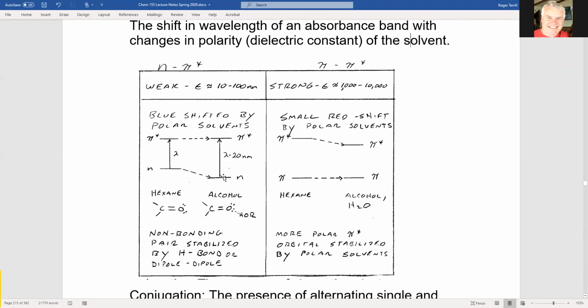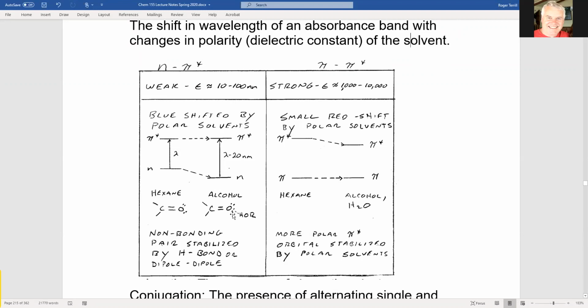And the likelihood is that that blue shift came from the stabilization of a non-bonding orbital by solvent. And you're thinking, hey, wait a minute, what's this? Why aren't they mixing terms here? Stabilizing an electron, what, an orbital? How does that work? Well, you know, it's all just electrostatics here, right?